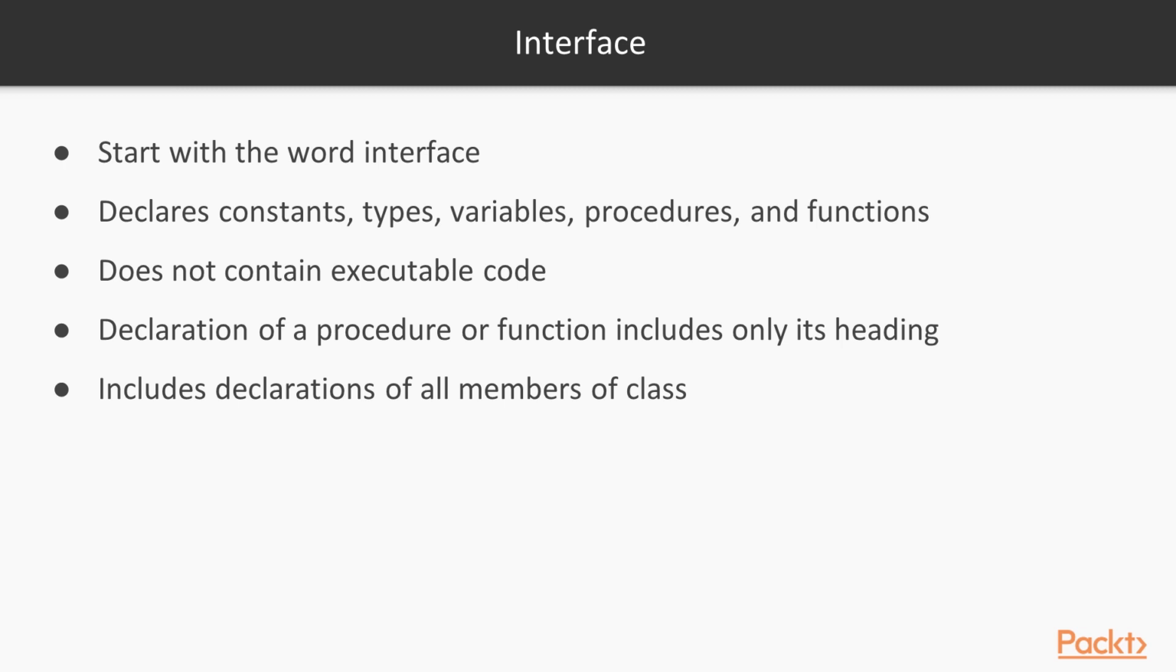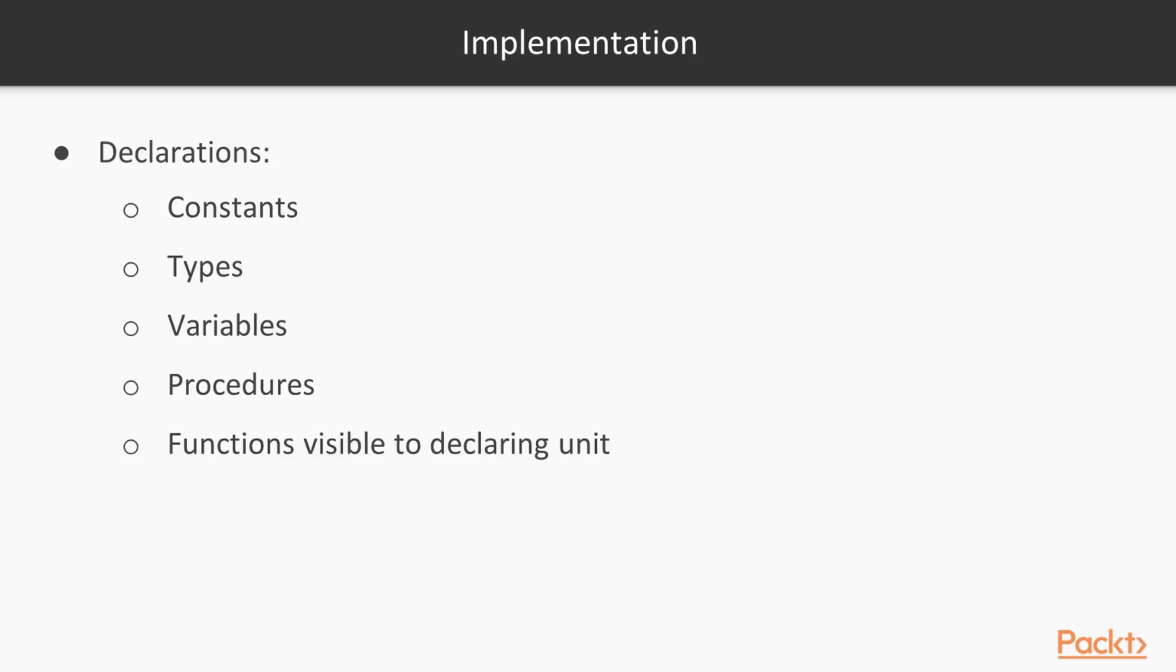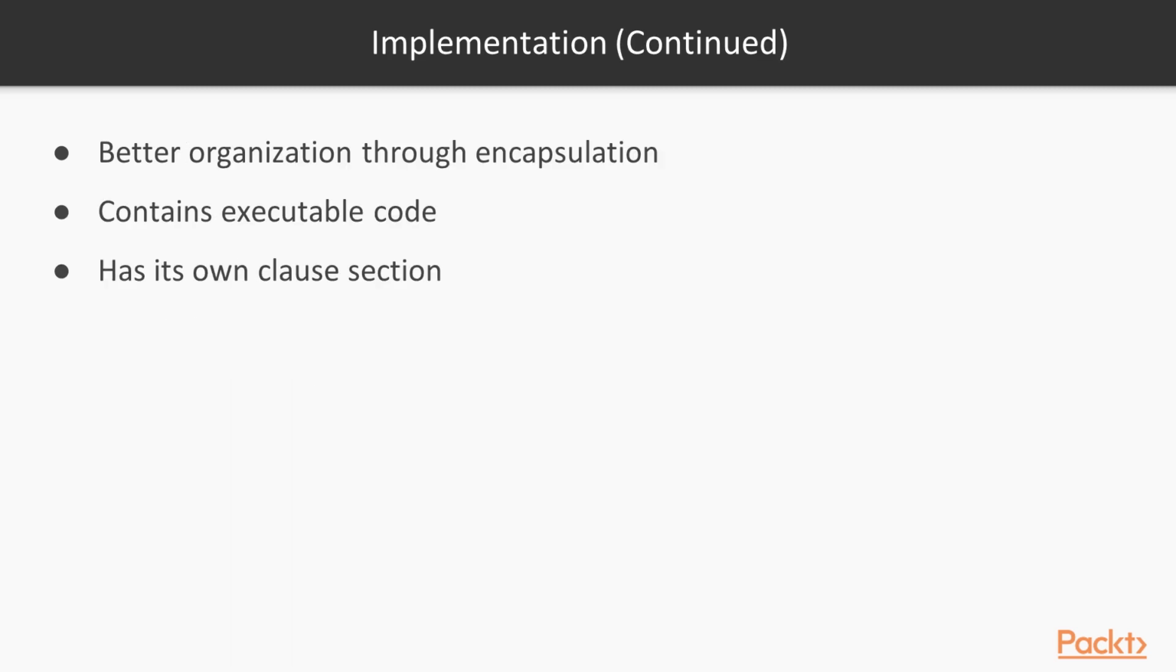The implementation section of a unit starts with the implementation keyword and continues until the beginning of the initialization section, or, if there is no initialization section, until the end of the unit marked with the end keyword, followed by a period. The implementation section contains declarations of constants, types, variables, procedures, and functions, which are visible only to the declaring unit. This introduces better organization to the program structure through encapsulation and separation of concerns.